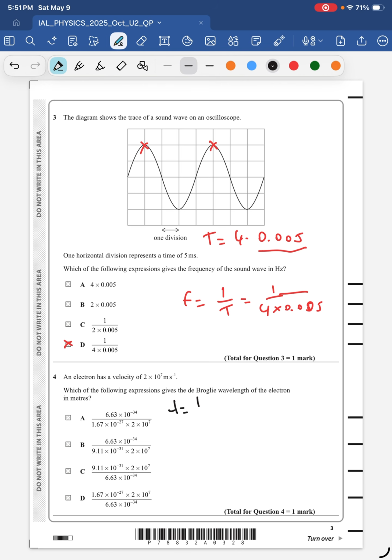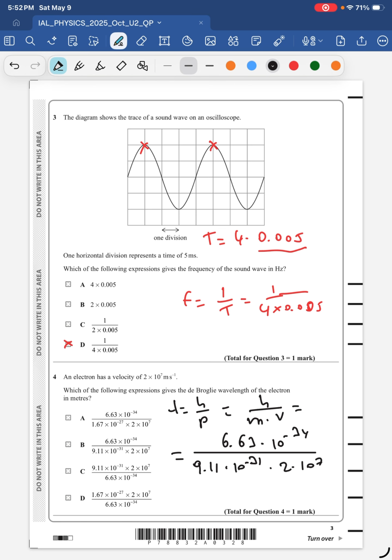So lambda is h over p, is Prince de Broglie's formula. So h over m times v. So we need Planck's constant in the numerator, right? And then we need the mass of an electron, which is 9.11 times 10 to the negative 31 kilograms, times the velocity, which is 2 times 10 to the 7. And immediately we see that the correct answer is B, right?